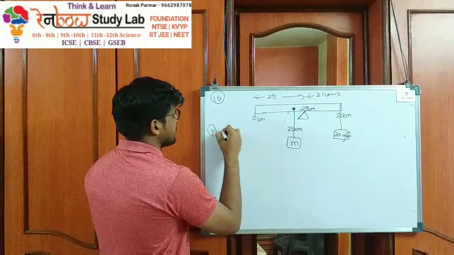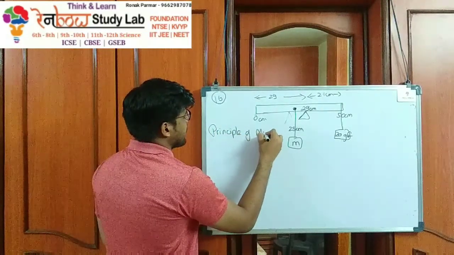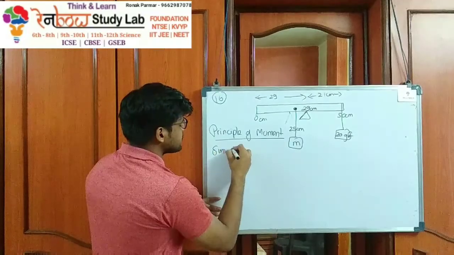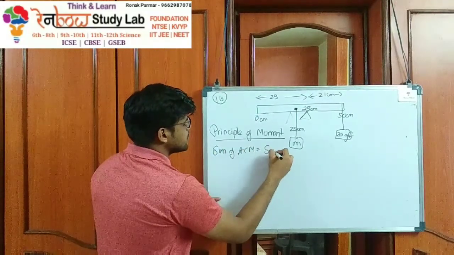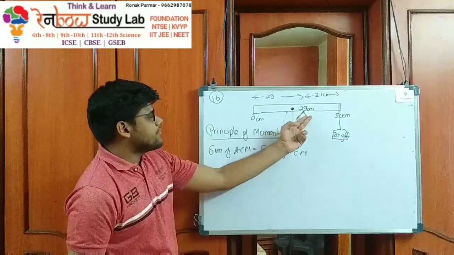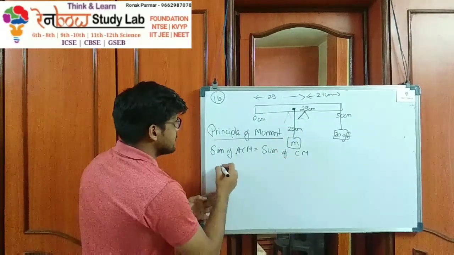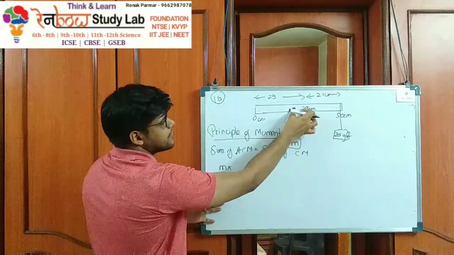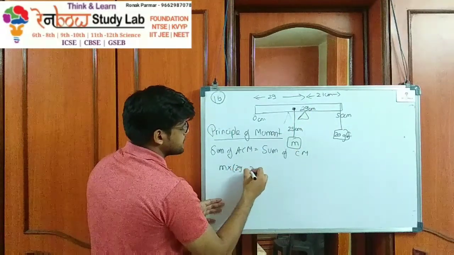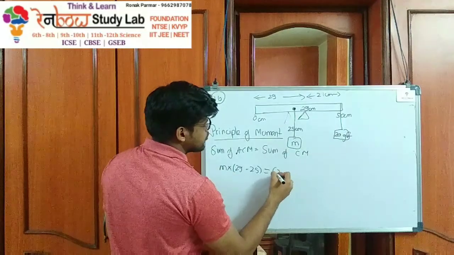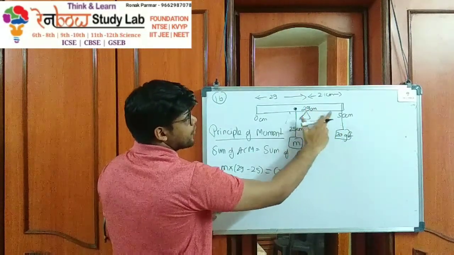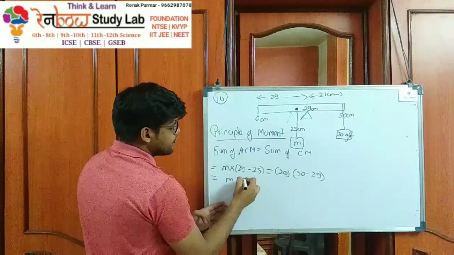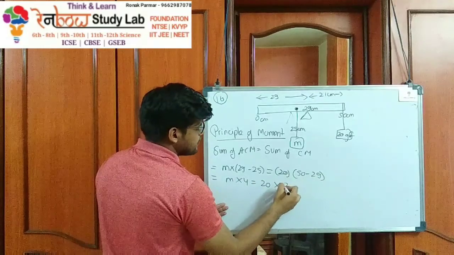Principle of moment. Whenever it's about balancing, principle of moment, it is in balanced situation. So sum of anti-clockwise moments is equal to sum of clockwise moments. Now left side downwards will create anti-clockwise. So the mass is M, and distance, this is 29 and this is 25, so 29 minus 25. And for clockwise, the weight is 20 and distance is 50 minus 29, with pivot point 29.